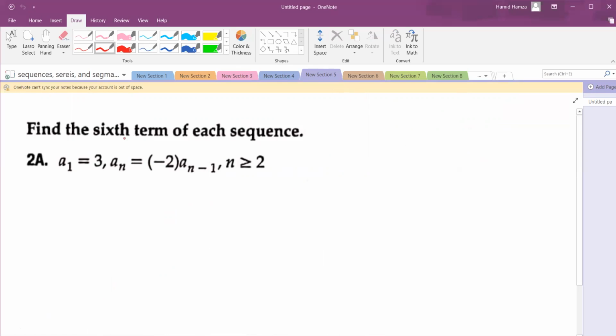Find the sixth term of each sequence. Also, it's given in the recursive formula. A1 equals 3 and an equals -2 times an minus 1, and n greater than or equal to 2. Okay, I want one of you to solve this. So hands up.